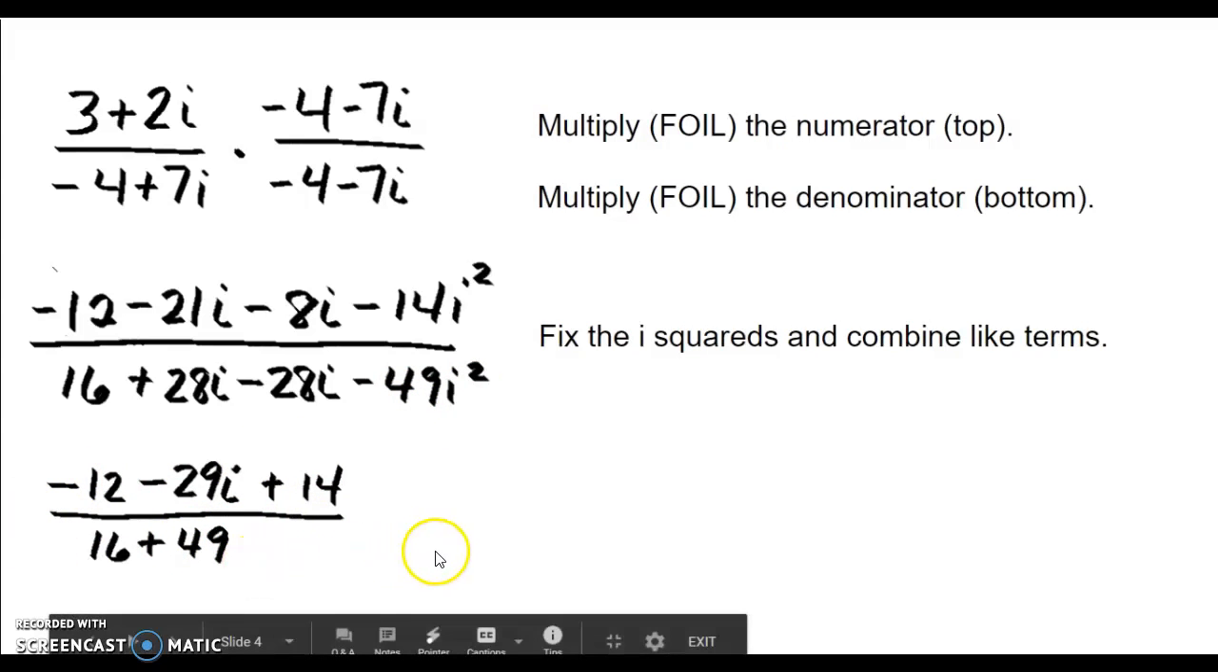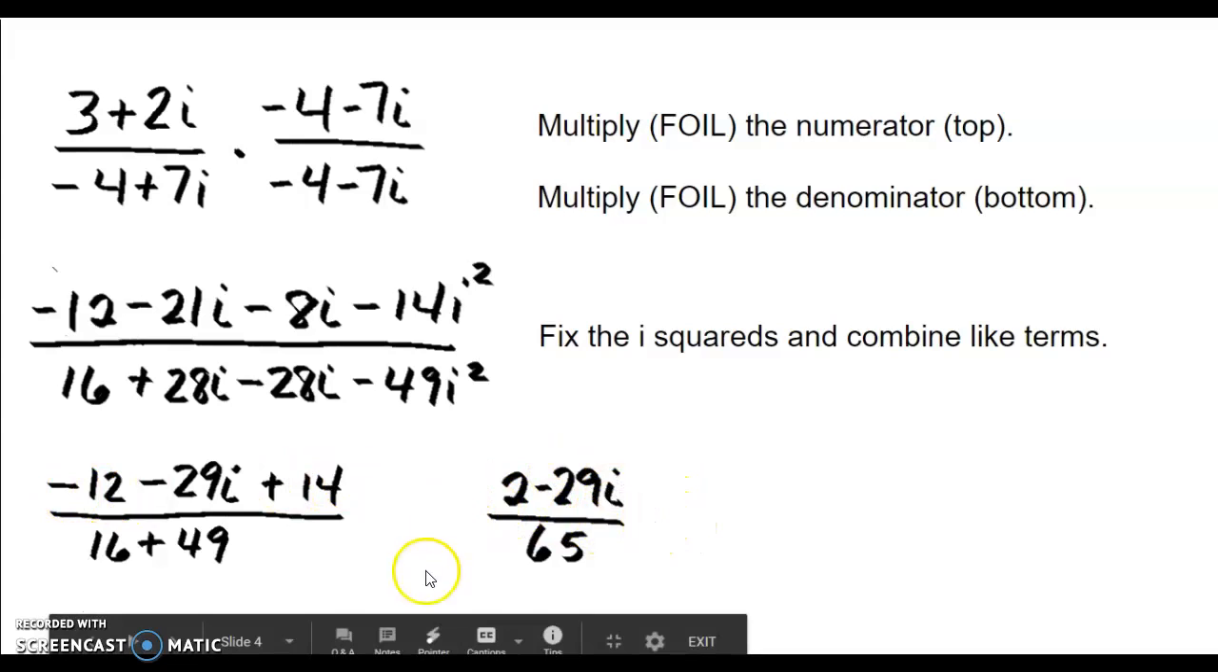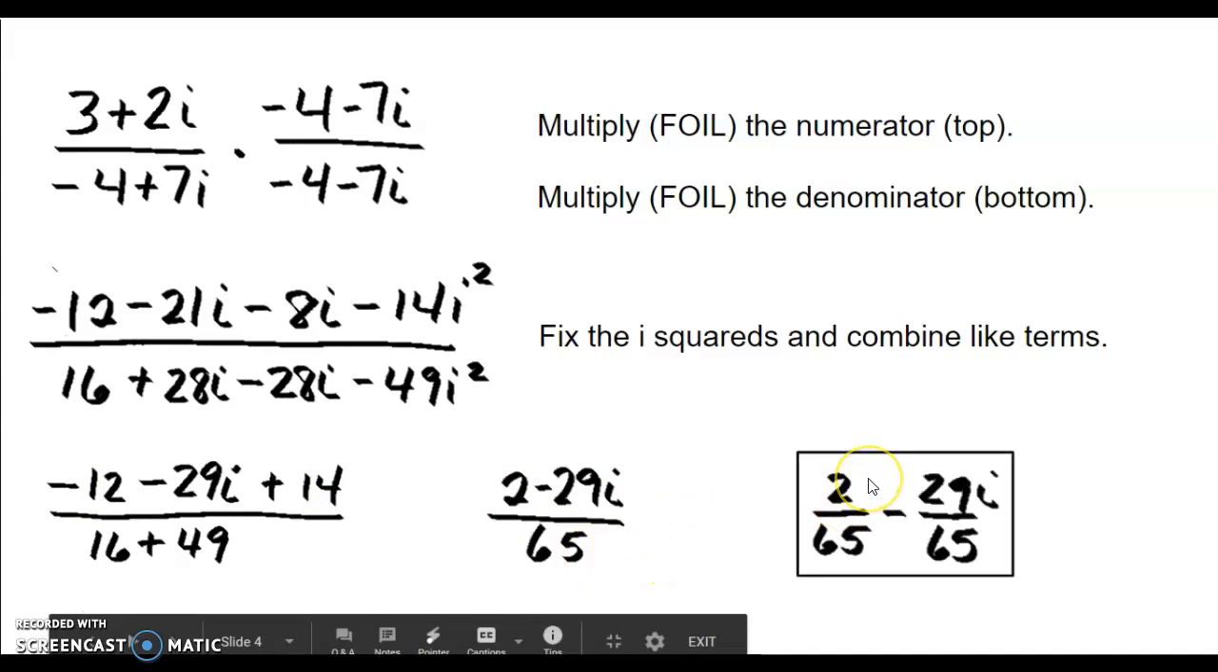We can simplify even further. Putting like terms together on the top, -12 plus 14 is 2 minus 29i all over 65. However they prefer that you write your answer like this, 2 over 65 minus 29i over 65. And that's how we'll type it into Schoology as well.